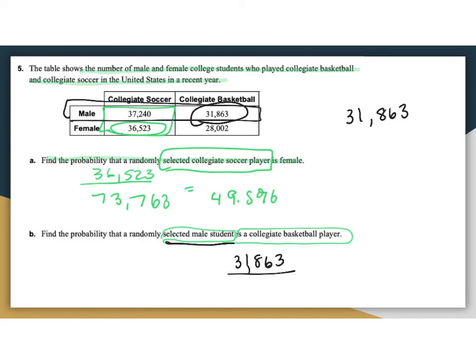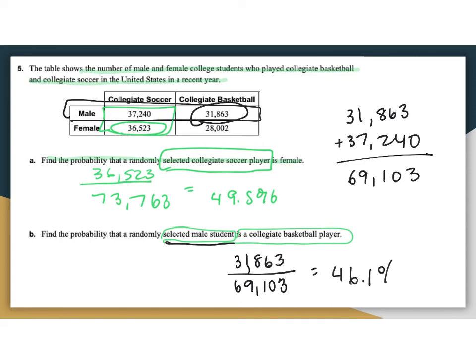So that 31,863 plus 37,240. Let's see what we get for a total there. $69,103. Okay, so let's see what we get when we divide. 31,863 divided by 69,103. That's about 46.1%.